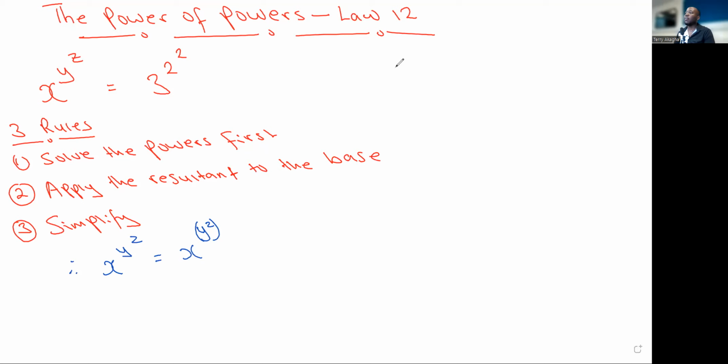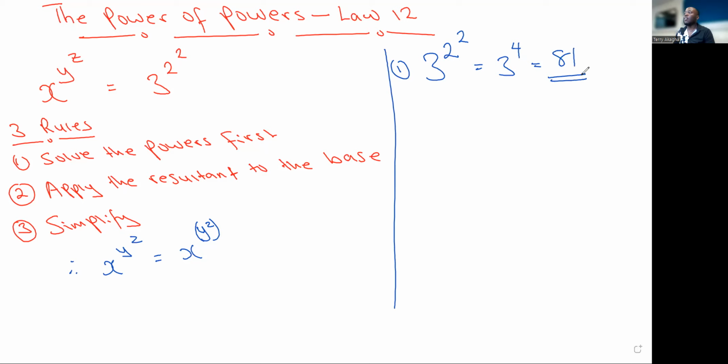So let's pick some examples here, all right? Let's start with the one we already have on the screen: 3 raised to the power 2 and 2 raised to the power 2. So what are we going to do first? We solve the first one, 2 raised to the power 2, and that will give us what? 4. Then we now solve 3 raised to the power 4, and that will give us what? 81, okay?